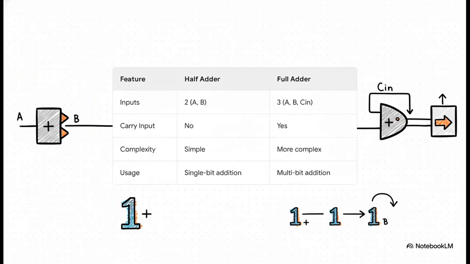A half adder: two inputs, no way to handle a carry-in, it's super simple, and it's really just for single bit addition. The full adder: three inputs, it does accept a carry-in, it's a bit more complex, and it is the absolute key to adding numbers with multiple bits. That carry-in capability, it's everything.